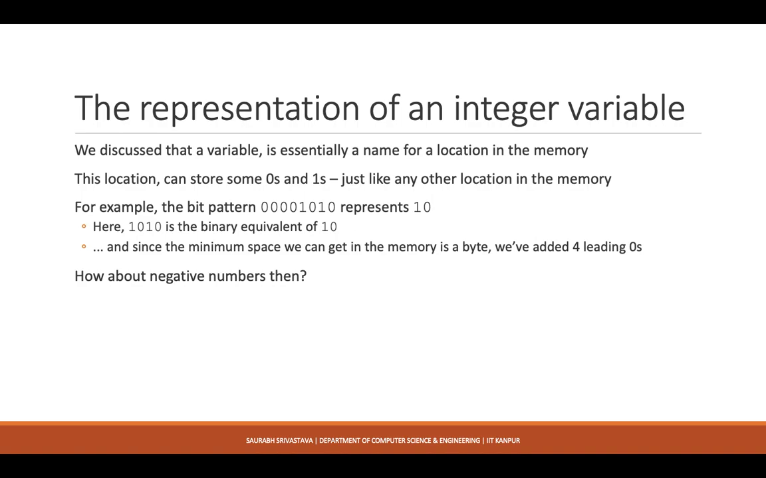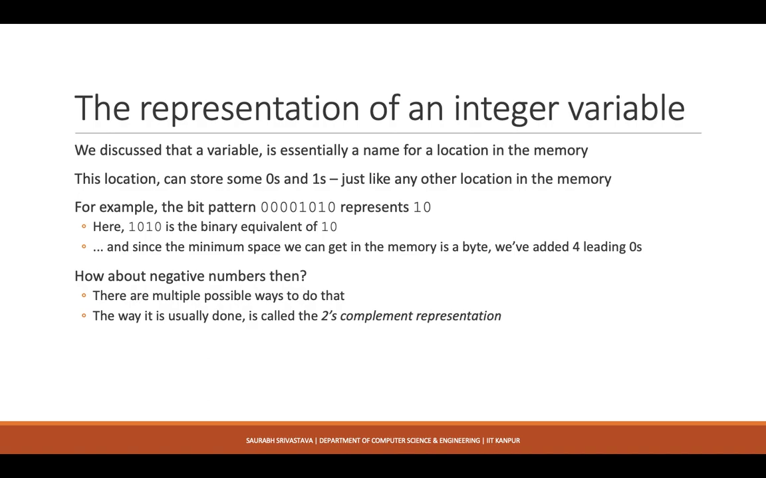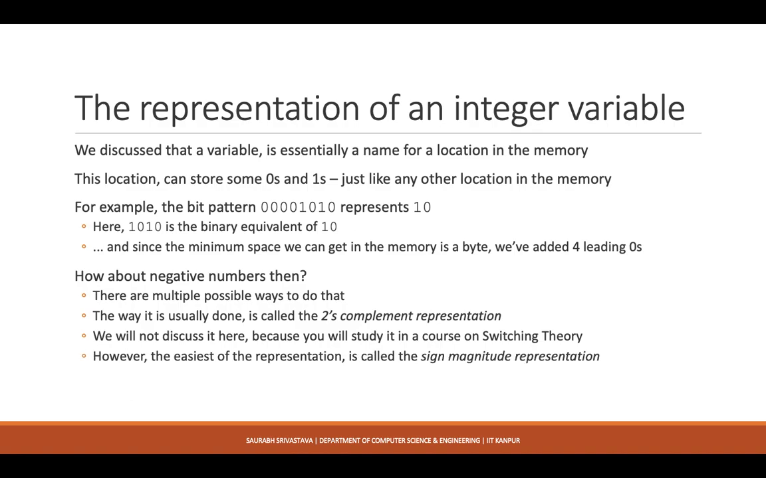We have discussed something like this in one of the last discussions, where I said that there are multiple ways to represent negative numbers. The common way to do that is something known as the 2's complement representation, but we are not going to discuss that because it is slightly more complicated, and I'm just leaving it for your course on switching theory and computer organization. But still, there is one representation that you can very easily understand. It's not used very often, but it's still a simple representation. It's called the sign magnitude representation.